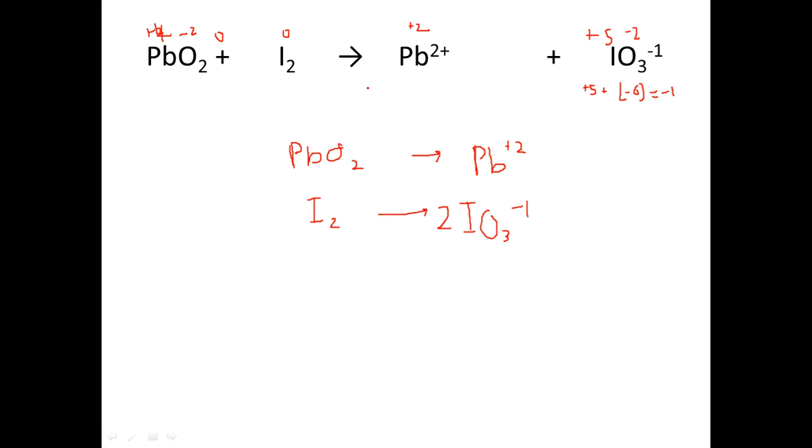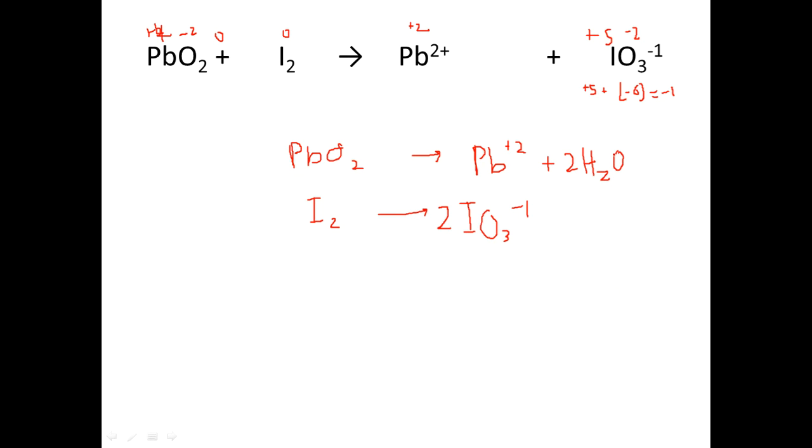Next step, we want to balance the oxygens using a water molecule. So for every oxygen I have, I need to add a water molecule to the other side to make it balanced. I have 2 oxygens over on this side, so that means I'm going to have to add 2 waters to this side, 2 H2O.